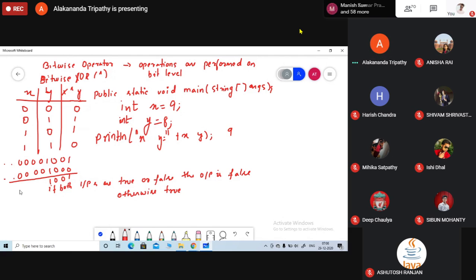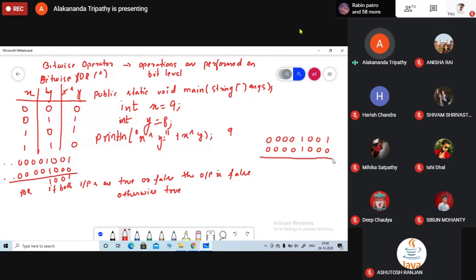Yes, ma'am. For binary XOR. So here, if I am going to perform this XOR operation, XOR means this key. You need to press shift along with the 6 key. You will get this caret symbol. So if I am going to perform the binary XOR operation, I have written here 9, which is 1, 0, 0, 1, and then 8, which is 1, 0, 0, 0.